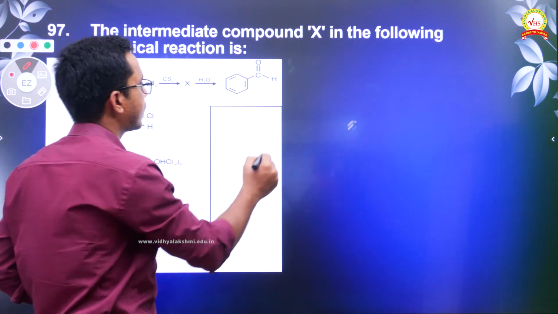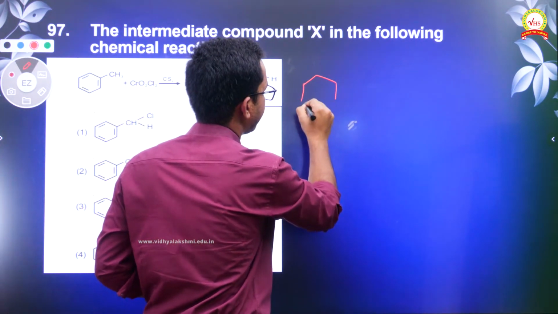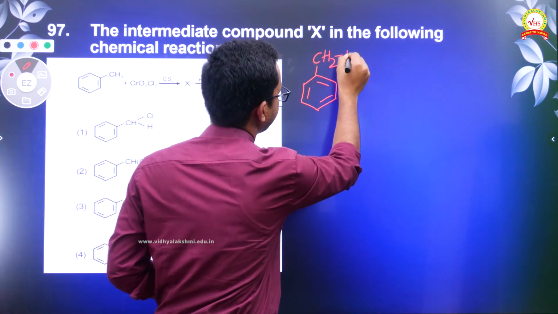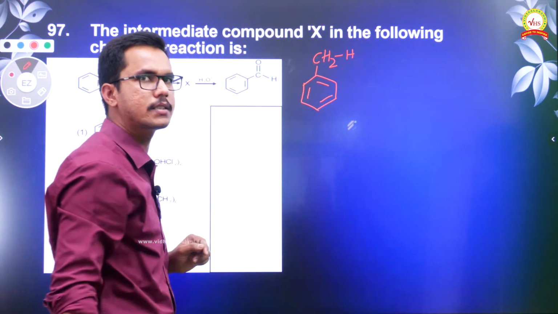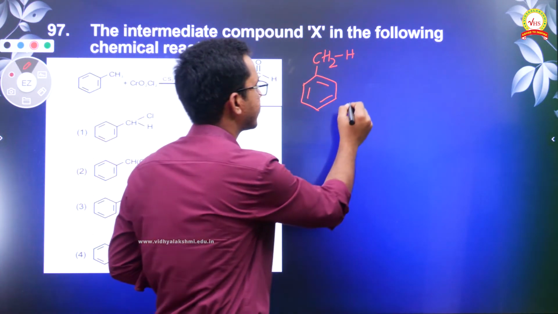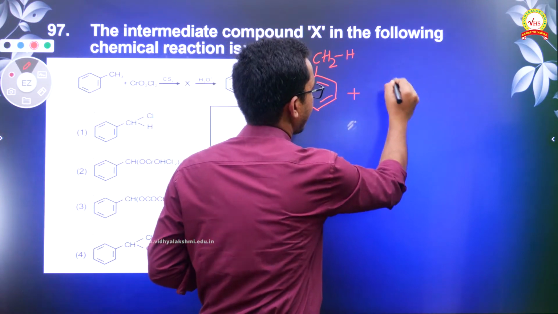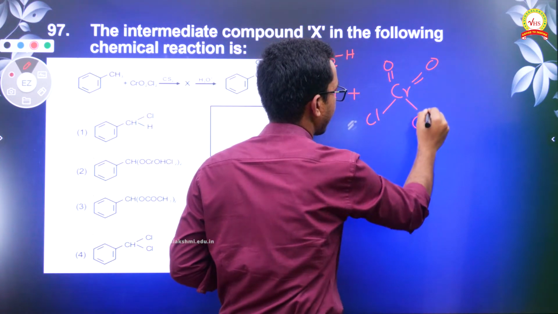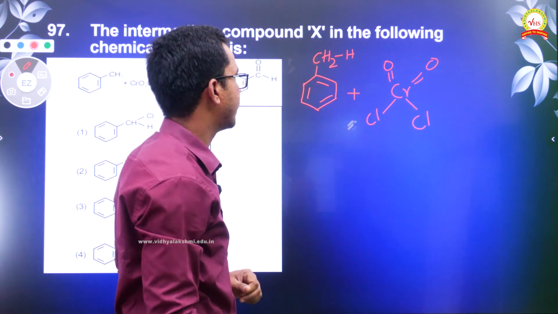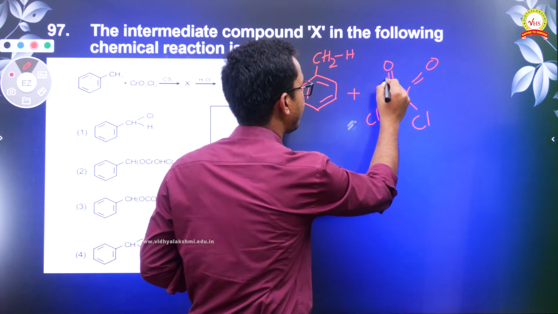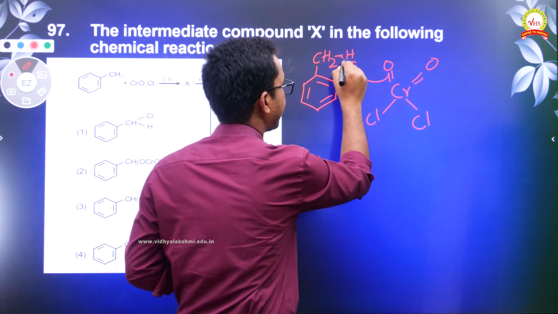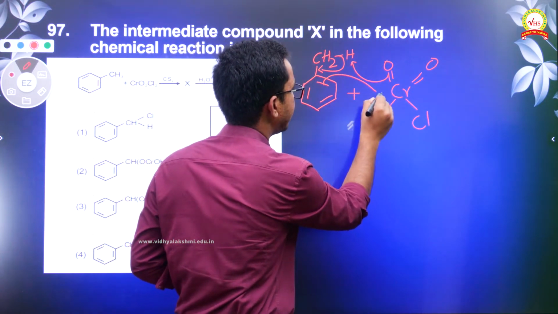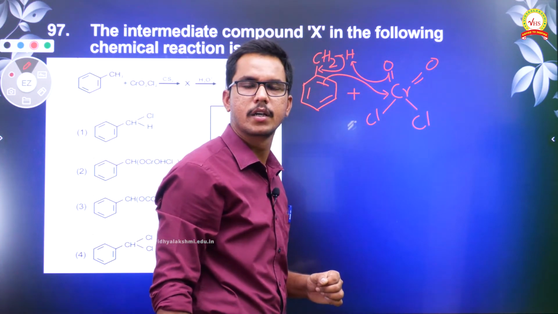Let us take toluene right now, with CH3 drawn showing its hydrogens. Now let me take the structure of chromyl chloride, that is Cr, chromium, double bond O, double bond O, Cl and Cl. Here a new bond forms between hydrogen and oxygen, this bond breaks and forms a double bond between carbon and carbon, and a new bond forms between the benzene ring and chromium.